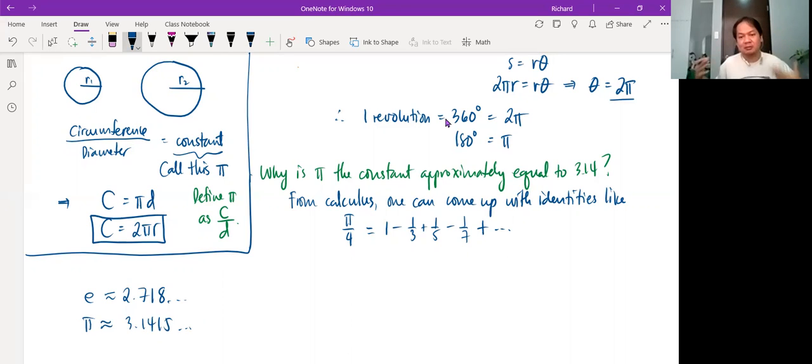There's a particular reason why they are introduced. And mathematicians are not just going to come up with, oh, you know what? I woke up this morning. I want to define this constant, which is approximately 3.1415. All right? There has got to be a reason. And the way I see it is that definitions were given. So for example, pi is this particular number defined as C over D.